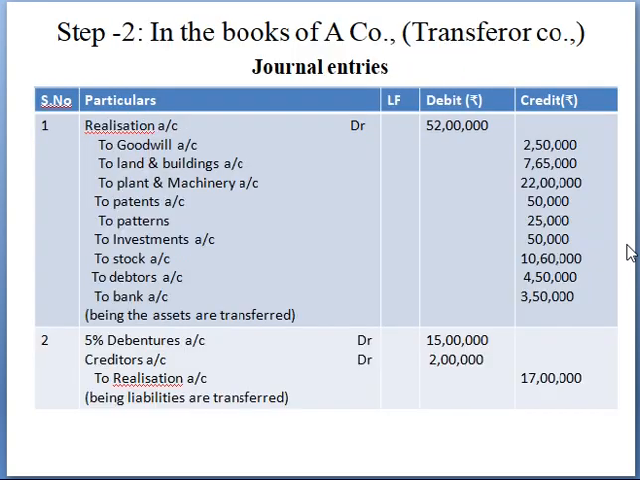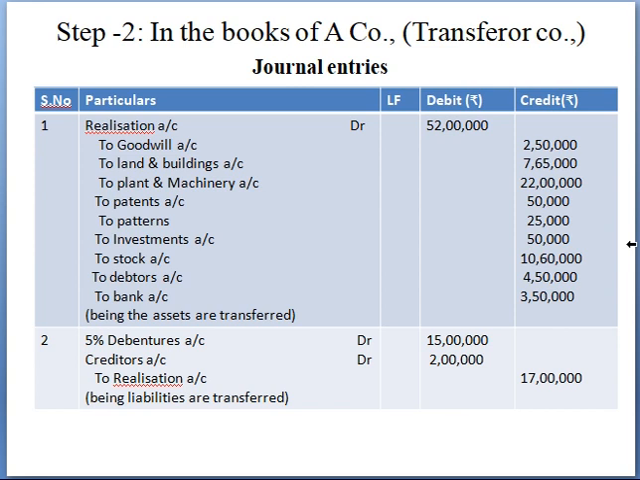Now, this is the first step. And your second step is you have to pass the journal entries in the books of transferor company. So that is your selling company. So here the selling company is liquidated, right? The first step is always transfer of assets. See, always an asset shows the debit balance. When you are transferring the asset, enter it in your credit. Right?